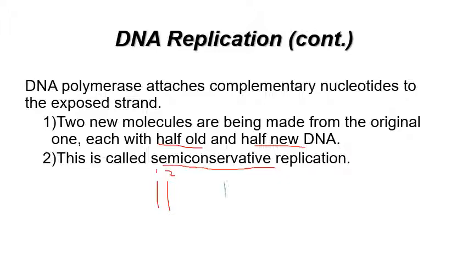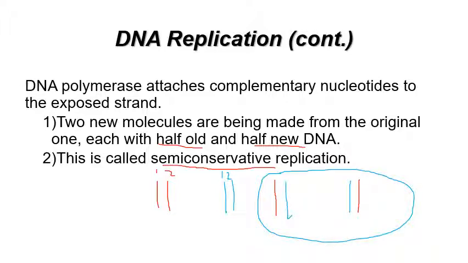So let's say this is the old 1, old 2 chromosomes, because remember, they're made in pairs. This is the new. The replicated DNA will not look this way. It will not have 2 new strands for one and 2 old strands for the other. It will be like this. It'll be half old and half new.